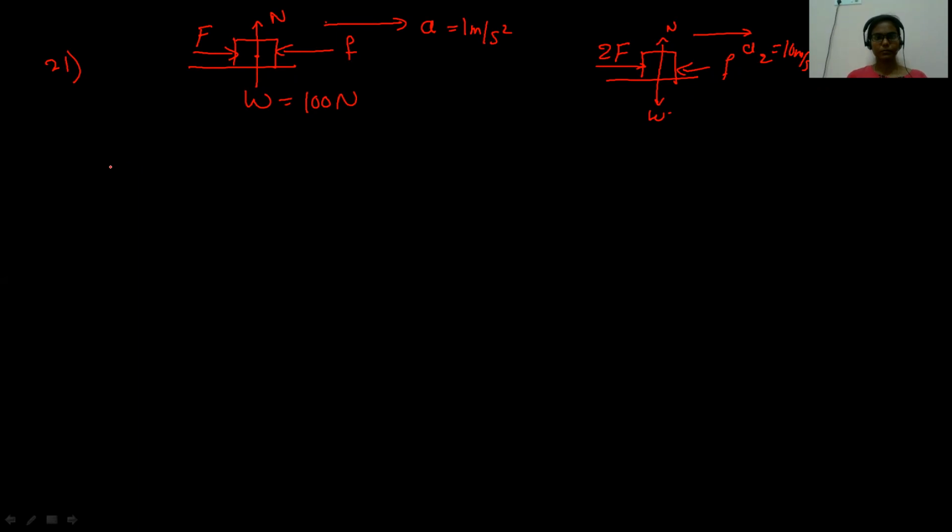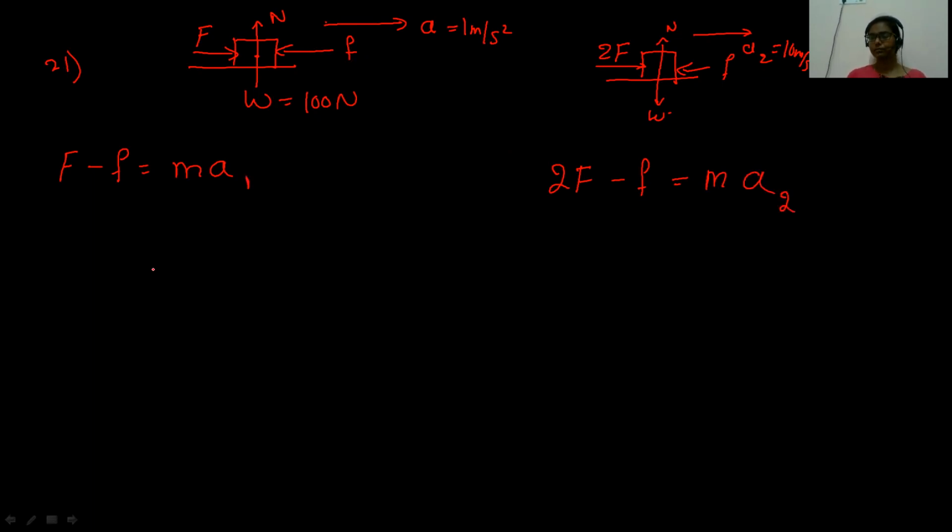First, apply the free body diagram for the first condition. What will you use? F minus f is equal to mass into acceleration. That is, F minus f is equal to ma, and the body will move in the forward direction. Right, children? This is condition 1. Second, for the second condition you write 2F minus f is equal to mass into acceleration. This is a1, the first acceleration, and this is the second acceleration.